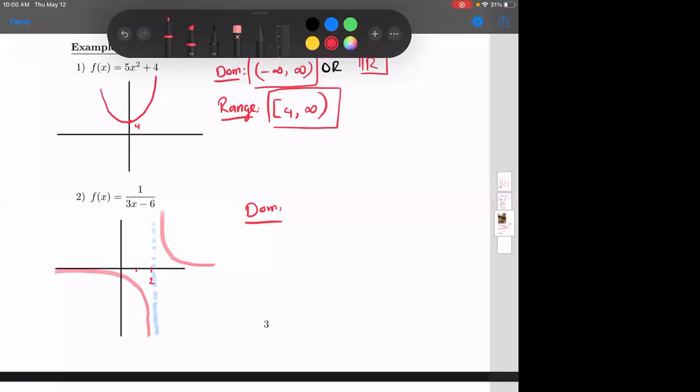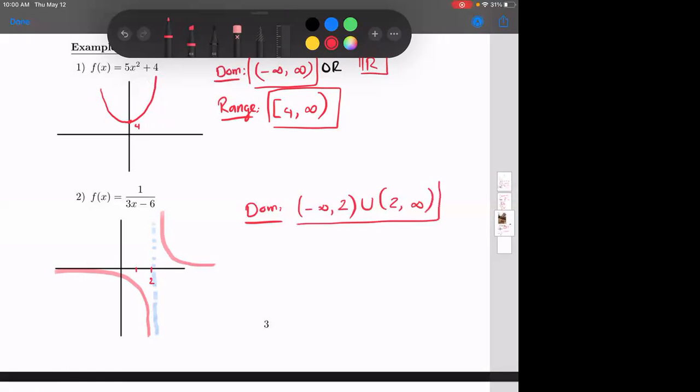So we have negative infinity to 2, right? But we don't include 2. So if we don't include 2, what do we use? Parentheses. I know it looked like we include 2, but the parentheses imply that we don't include 2. Union. What now? To infinity. That's it.